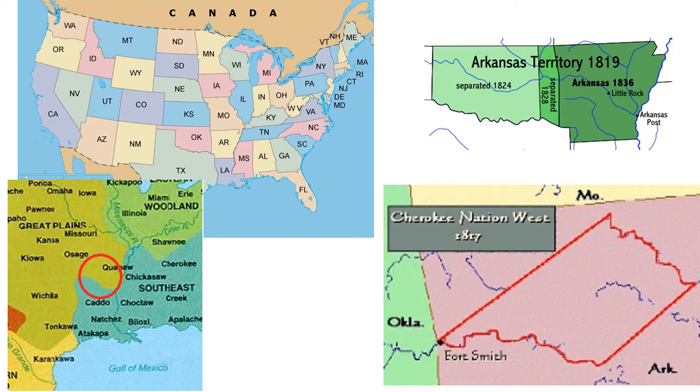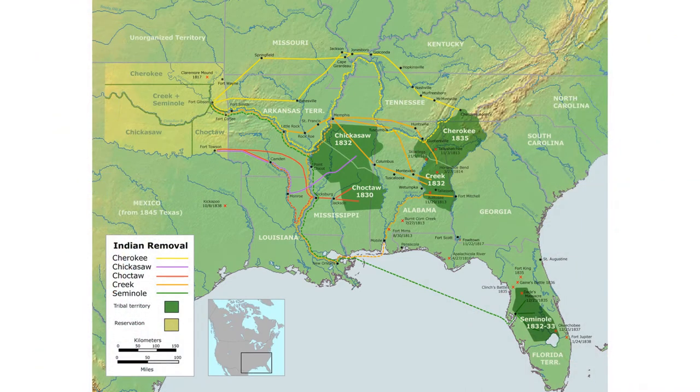Now let's take a look at the routes of removal that happened in the 1830s, just so we have that firmly in mind, so that you can see the dates, right? So the first tribe to move was the Choctaw in 1830. In 1832, the Creeks and Chickasaws, those Seminoles who went voluntarily, and those Cherokees who went voluntarily after the Treaty of New Echota, which again is a whole other topic.